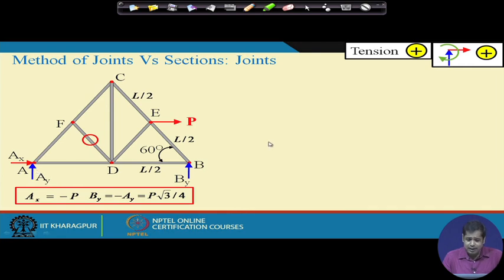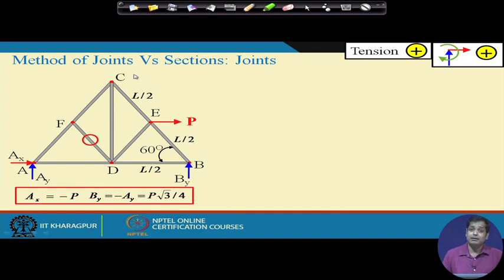Now, first we need to determine member force in CD. Therefore, what we can do is, the first approach is, see, in order to get the member force in CD, we need to draw the free body diagram of C, right. Now, free body diagram of joint C. Now, at joint C, how many members we have? We have 3 members.